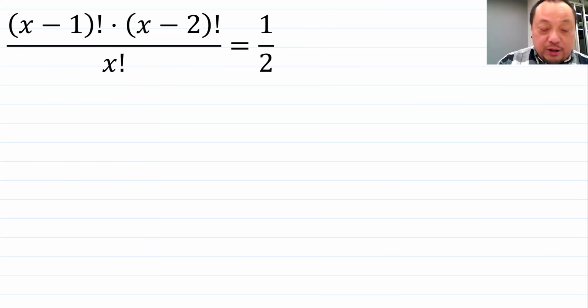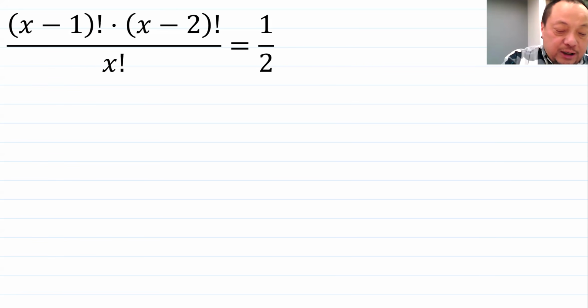We have this equation with the factorial of x minus 1 times factorial of x minus 2 divided by the factorial of x, and the whole thing is supposed to be equal to 1/2. Now, they don't say it, but because the factorial notation only works with non-negative integers, so integers from 0 and up, x has to be an integer.